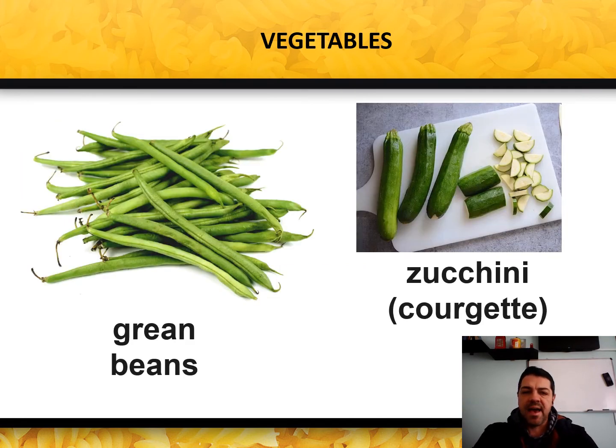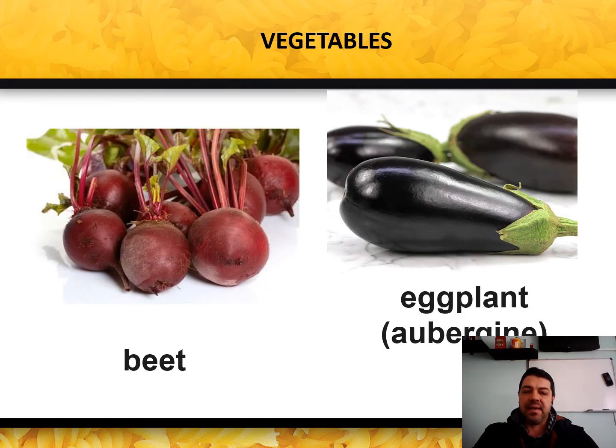Another vegetables we have are green beans and zucchini. And did you notice here I put 2 words because zucchini is the American way of saying the vegetable. Courgette is the British way. Did you identify this vegetable? In Portuguese, it would be like abobrinha, okay? Zucchini or courgette.